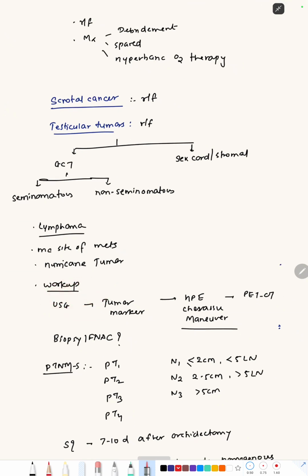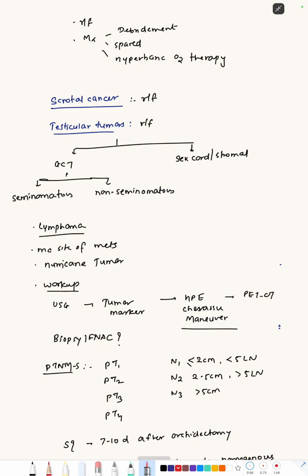So you have to do ultrasound of the swelling. There is a testicular swelling or testicular mass that is going to be painless in nature. Then the second thing that you have to do is the tumor markers. So you have to assess three tumor markers: alpha fetoprotein, beta HCG, and the LDH. And then you have to do a histopathological examination by Shevas's maneuver, and the staging is done by PET-CT.